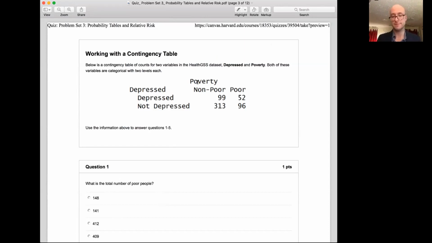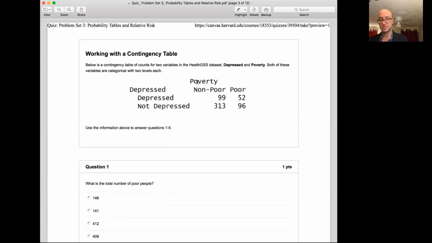That's why I'll often triple read. I'll even kind of mouth to myself the information provided. Below is a contingency table of counts. That means these are people, for two variables in the health GSS data set, depressed and poverty. Now we know a bit about the GSS data set already from the introduction. And it says both of these variables are categorical with 2 levels each.